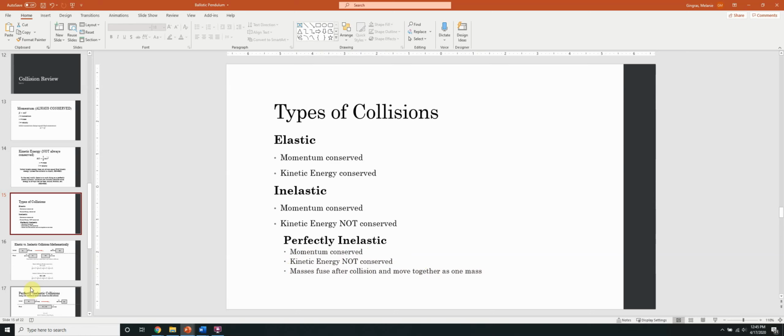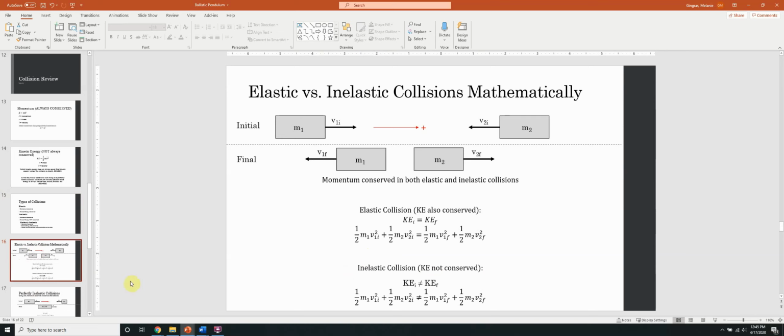So now let's look at this visually. Okay, so elastic versus inelastic collision. So before the collision, we have mass 1 traveling at v1 initial in the positive direction. Then we have mass 2 traveling at v2 initial in the negative direction. After the collision, both masses rebound off one another and change direction. So mass 1 is now traveling at v1 final in the negative direction, and mass 2 is traveling at v2 final in the positive direction.